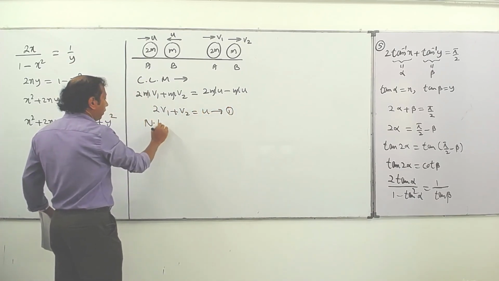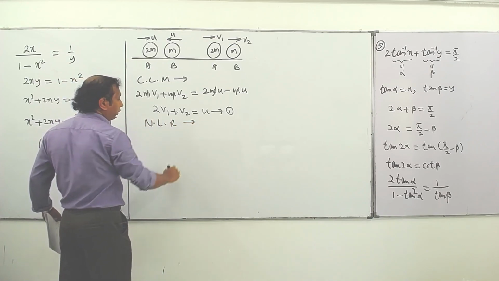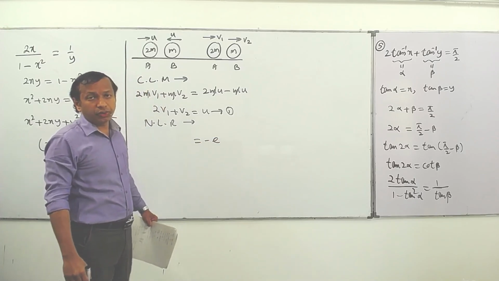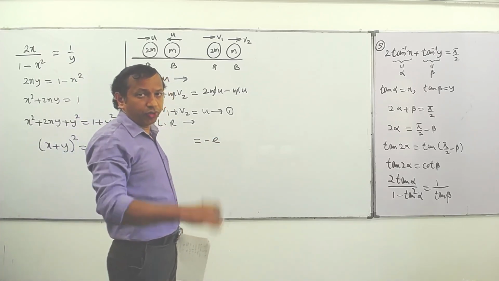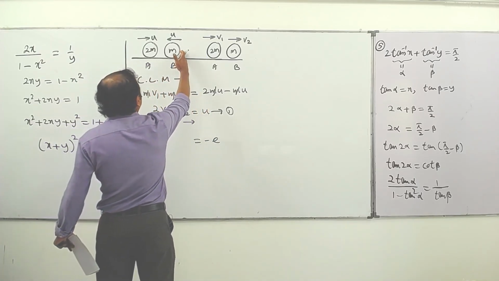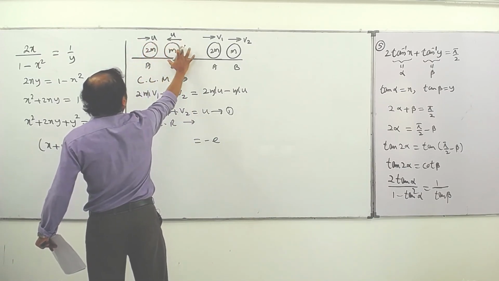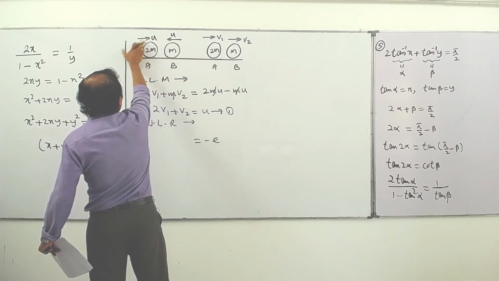Now we can apply Newton's law of restitution also in the rightward direction. That is minus e times the relative velocity before impact. Before impact, if I stop B, given this u right, this u right, then B will be at rest. This will get u and another u, so 2u.